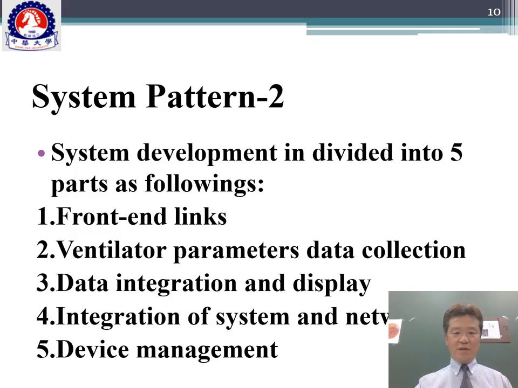System pattern 2. System development is divided into 5 parts as follows. 1. Front end link. 2. Ventilator parameter data collection. 3. Data integration and display. 4. Integration of system and the network. 5. Device management.